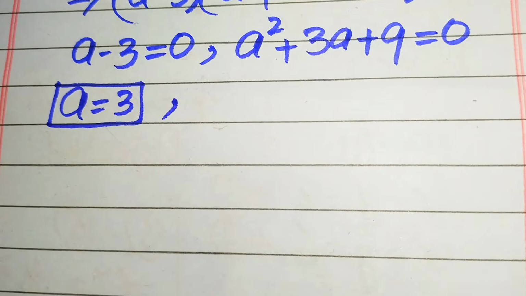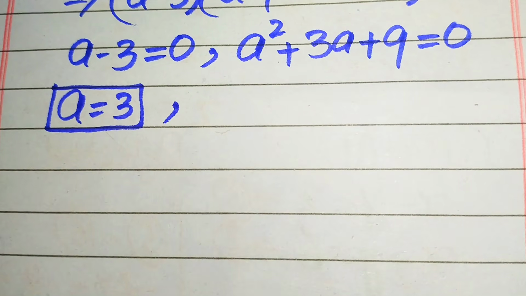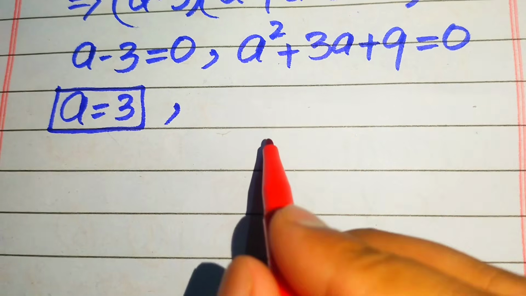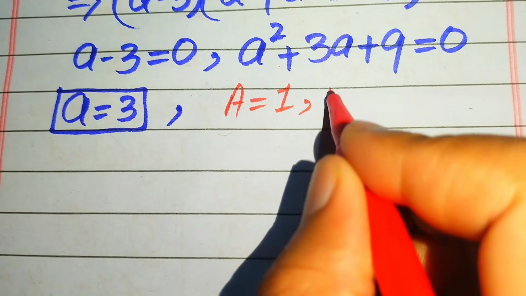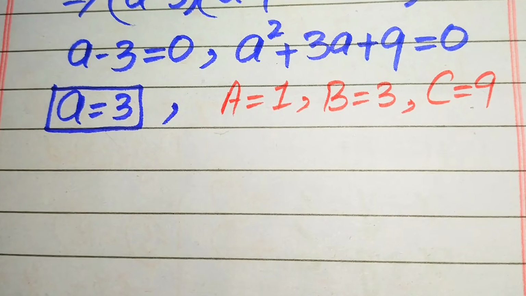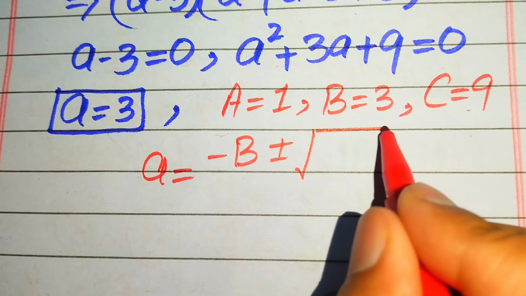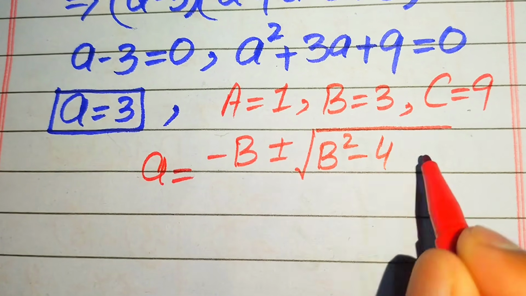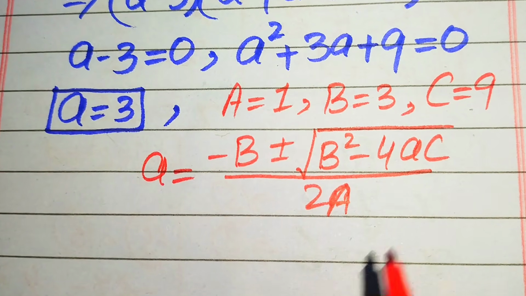And we know that there are three methods to solve the quadratic equation. The first method is the factorization method, the second one is the completing square method, and the third one is by applying the quadratic formula. So here we use the quadratic formula to solve this quadratic equation, and for this first we write the coefficients of this equation. Its coefficients are a equals 1, capital B equals 3, and capital C equals 9. And we state the quadratic formula as a equals minus b plus minus square root of b square minus 4 times of ac divided by 2 times of a.